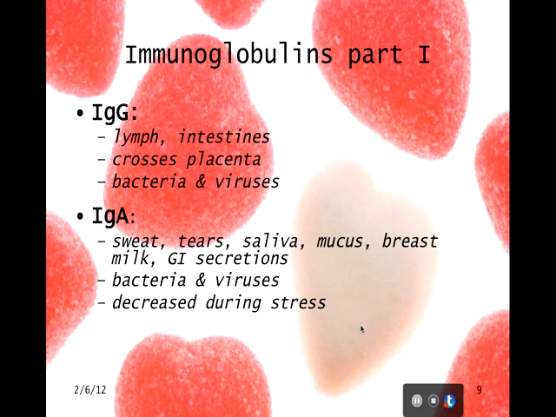IgA is present in secretions and is sometimes referred to as secretory IgA. It is present in sweat, tears, saliva, mucus, breast milk, and gastrointestinal secretions. It is active against both bacteria and viruses and is decreased during levels of stress. This will provide some additional protection to a breastfed infant that a formula-fed infant will not have.